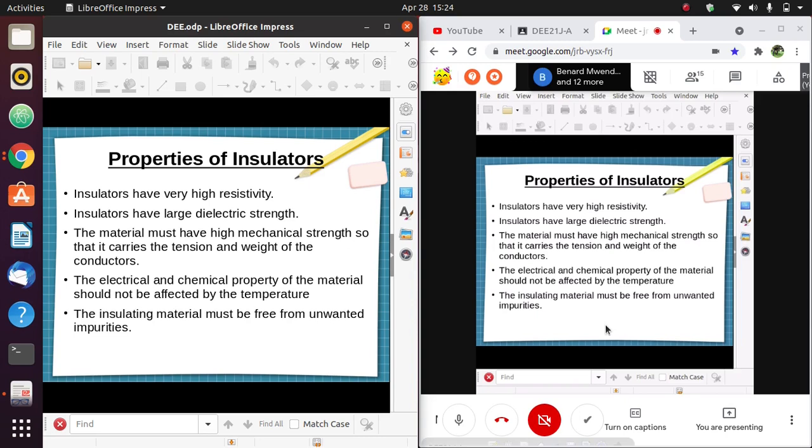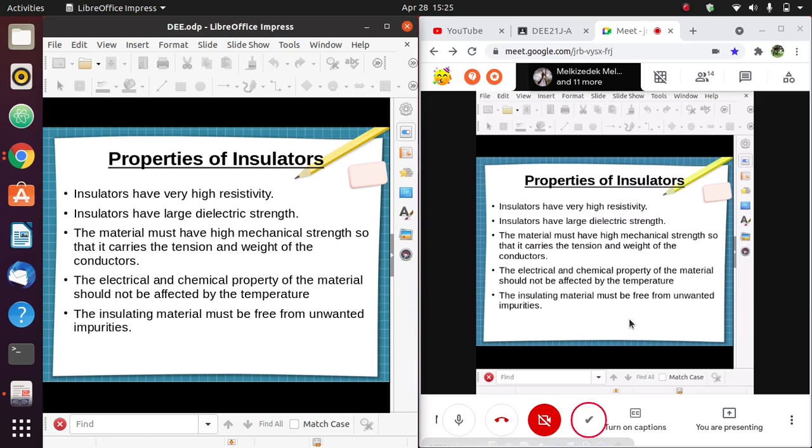Now, the electrical and chemical property, of course, it must be stable. That insulator must be stable when exposed to the elements. Si ati ukipeleka your insulator nje, unapeleka charge hapo, ukiweka kwa jua inaungua, ama ina melt. No, they should be able to be stable.